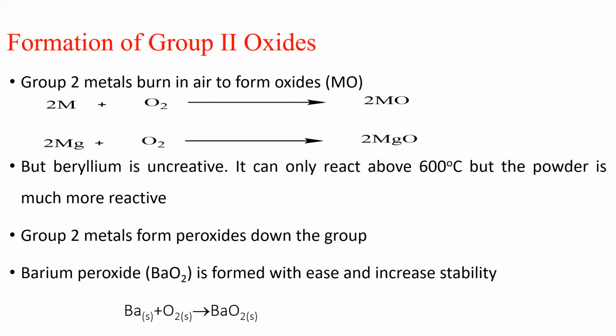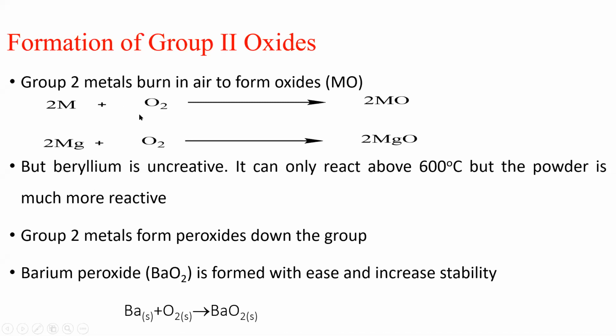Just like group 1, they form oxides. They burn in air, or they react with oxygen to form oxide. They also form the normal oxide, and as we go down the group, we form more of the peroxide. So group 2 metals form peroxide down the group, just like group 1 metals.